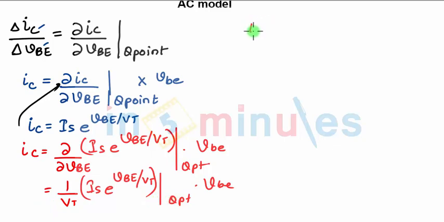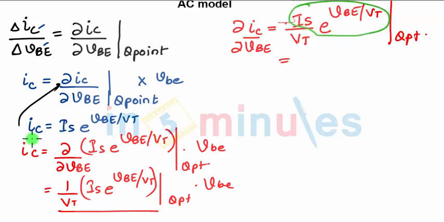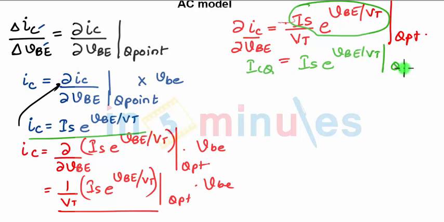So what I can write? Change in IC with respect to change in VBE. If I am writing separately only the derivative part, so what I will have? I will have 1 upon Vt e raised to Is into e raised to Vbe by Vt at Q point, and this entire part can be substituted as capital ICQ. So what I can write? Capital ICQ equals to Is e raised to Vbe by Vt at Q point.